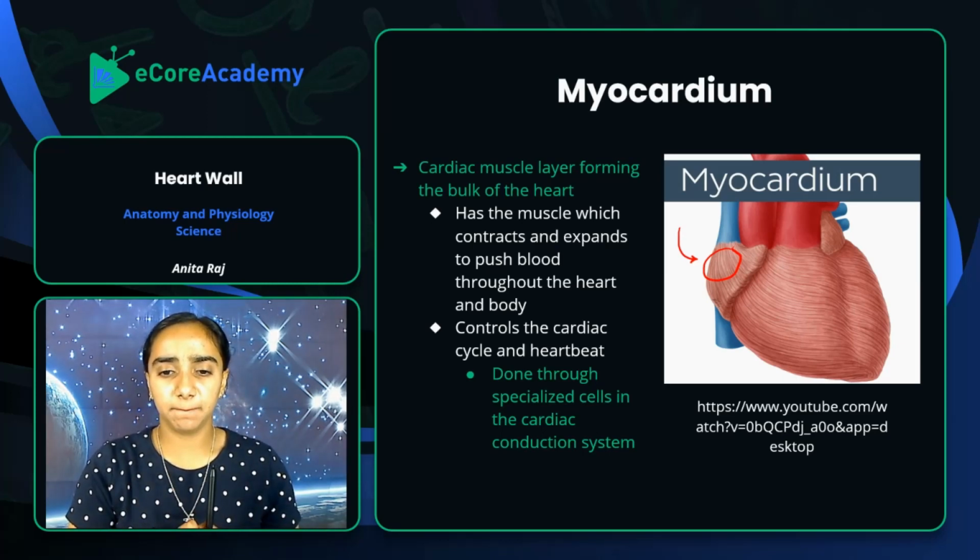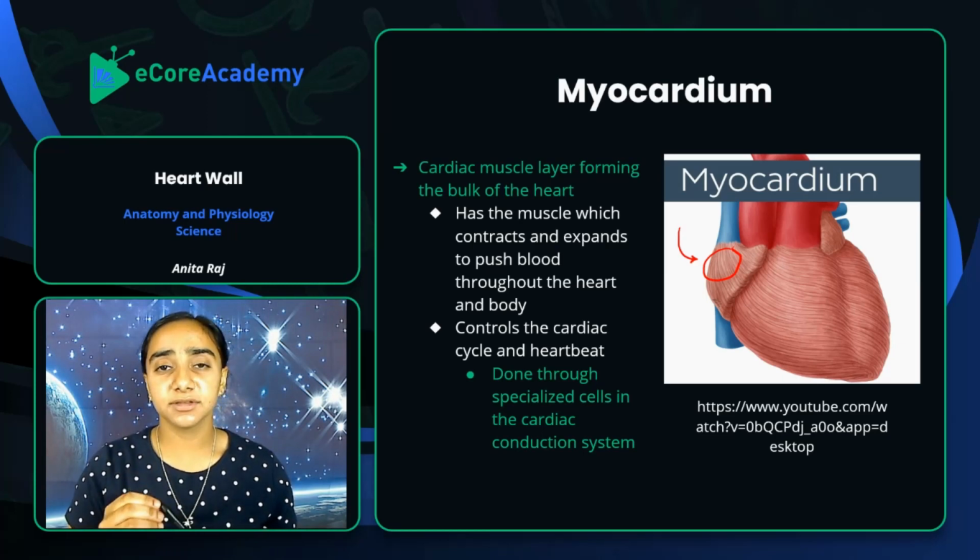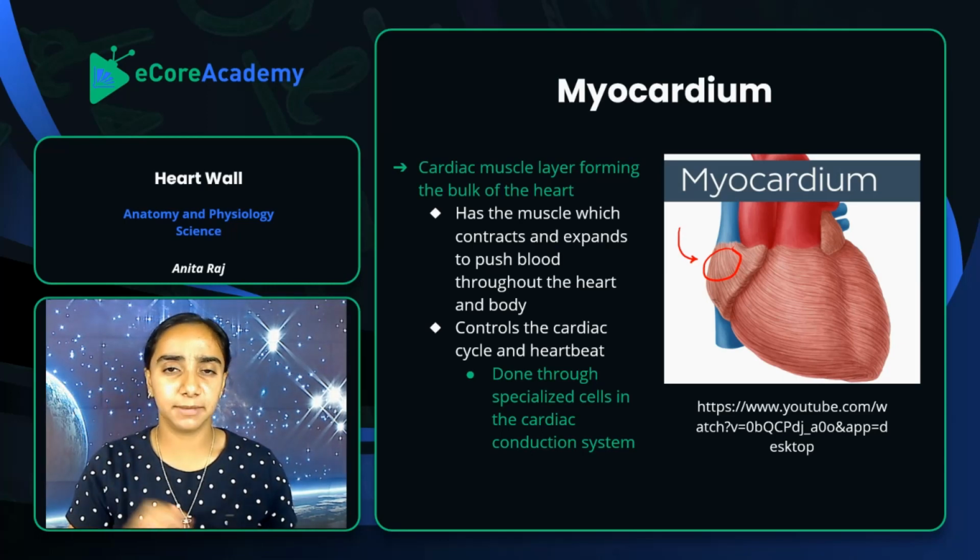And I want to mention this. It controls the cardiac cycle and heartbeat, which is at the bottom of this slide. And this is done through specialized cells in the cardiac conduction system. So the myocardium has three main functions, and let me list them for you.